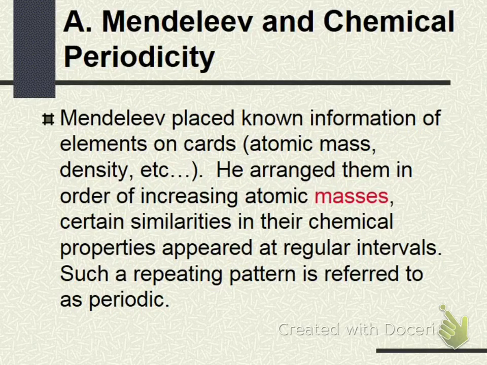So the first guy to come along was named Mendeleev, depending on who's saying it. And he was the first one to place all the information known about the elements at the time on cards. He arranged them by their atomic mass, density, different properties. So then he decided he was going to arrange these elements in order of increasing masses.